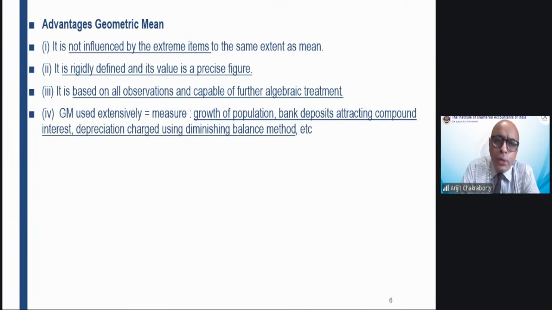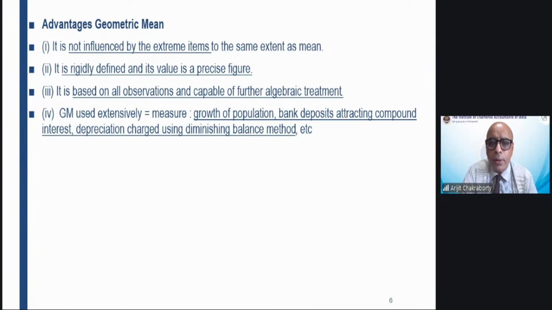Plus, the unique feature of geometric mean, the feature where geometric mean scores above arithmetic mean, in which cases? When we are finding out the average rate of the growth of the population, that means here we are dealing with rates, growth rates, bank deposits attracting compound interest, and then depreciation. Very important point in accounting is depreciation calculation.